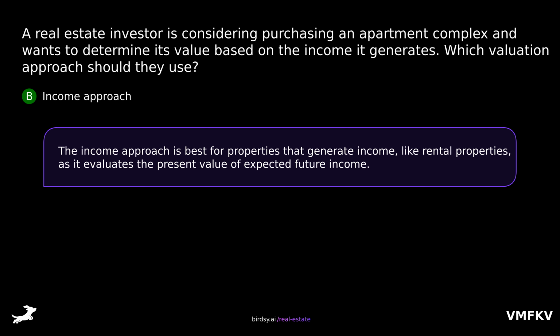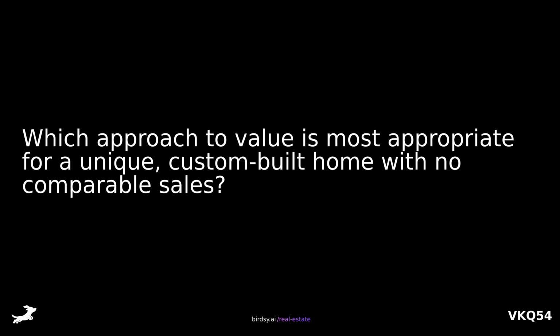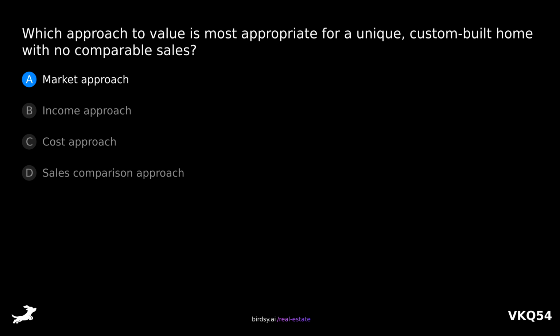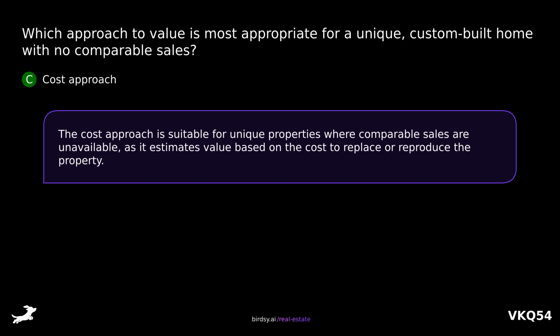expected future income. Which approach to value is most appropriate for a unique, custom-built home with no comparable sales? Is it A, market approach, B, income approach, C, cost approach, or D, sales comparison approach? The answer is C, cost approach. The cost approach is suitable for unique properties where comparable sales are unavailable, as it estimates value based on the cost to replace or reproduce the property.